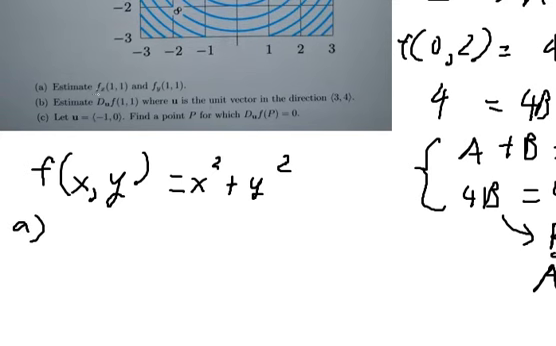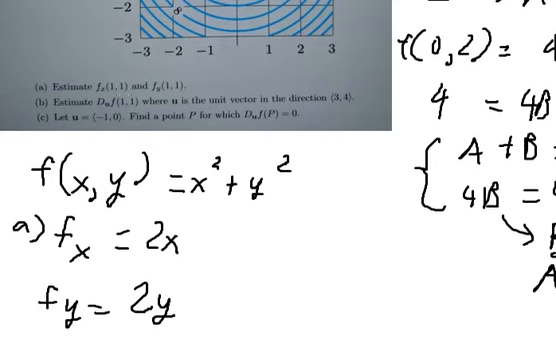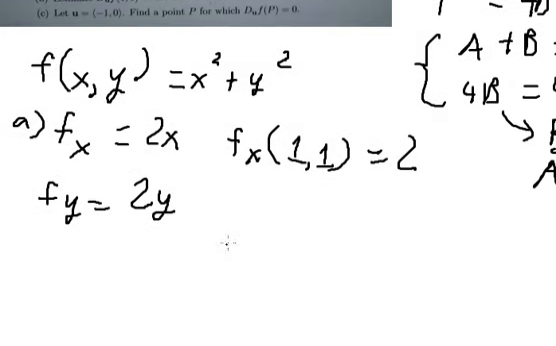Question A. We want to find fx. That means we first take the derivative of the function with respect to x. We have only x squared in here, so we have 2x. Similar for fy, that's 2y. Now they want to find fx(1,1). We just have 2x, so we put number 1 in here and we have number 2. Similar for the next one, that's also number 2.